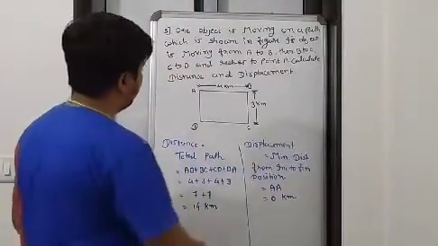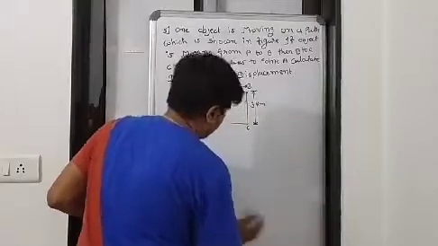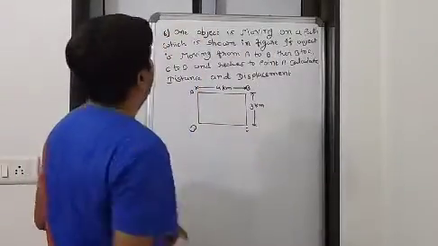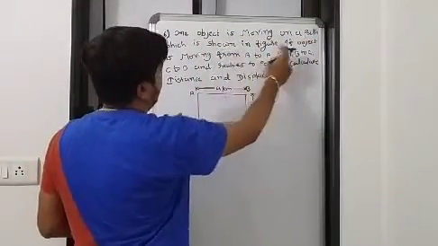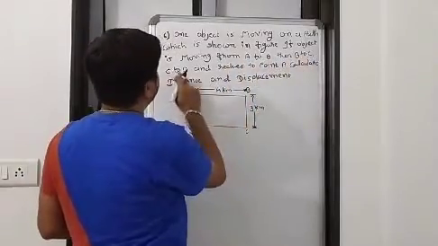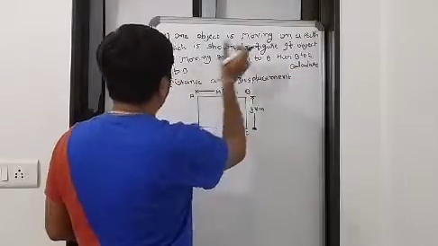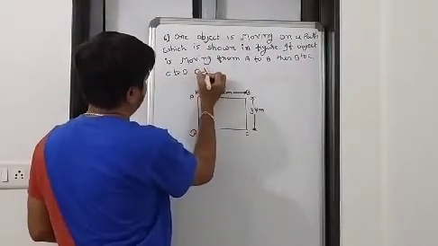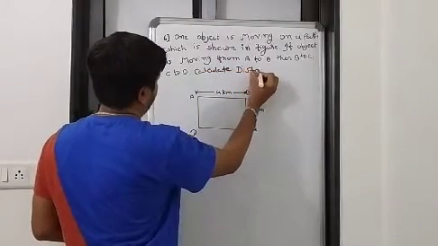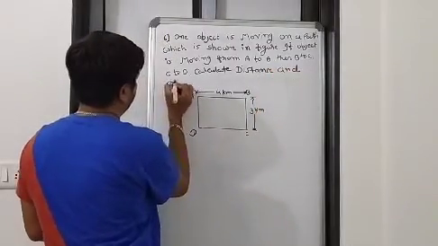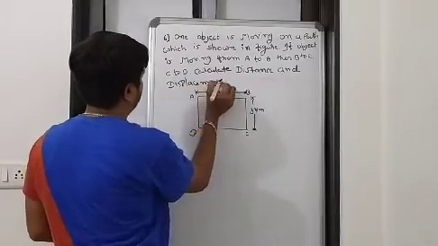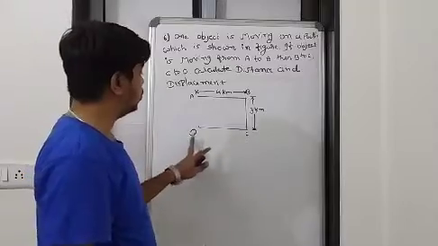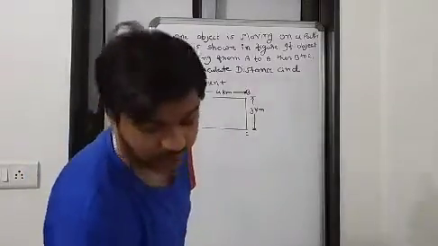Now, we will see another example. Question number 6. One object is moving on a path which is shown in the figure. The object is moving from A to B, then B to C, then C to D. Calculate distance and displacement. The object is just moving from A to B, B to C, and C to D only. It does not reach D.